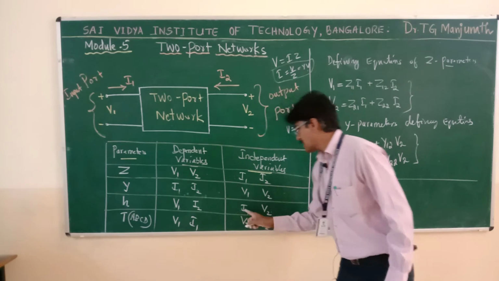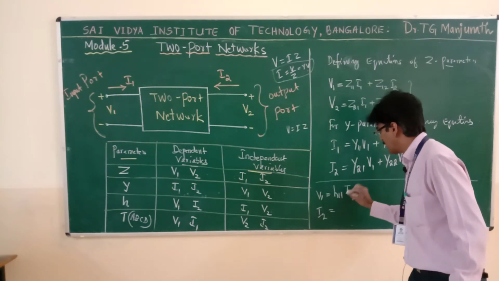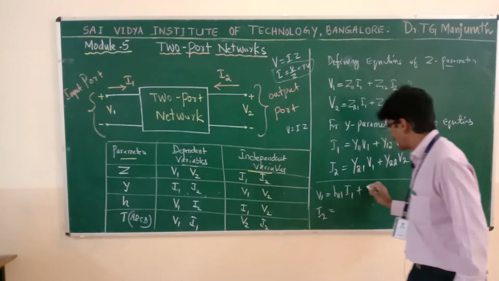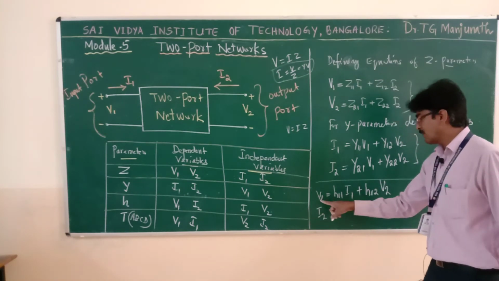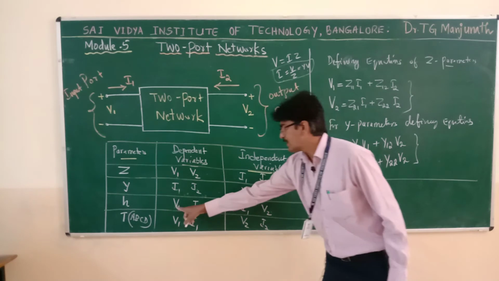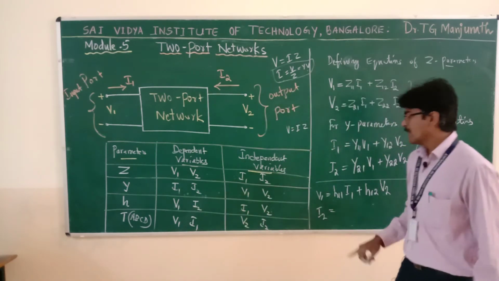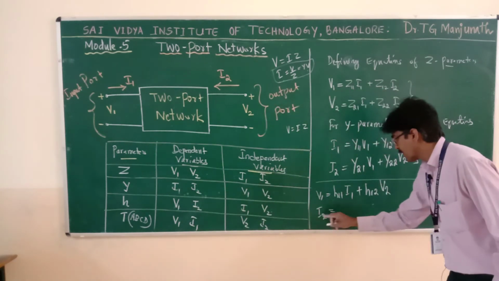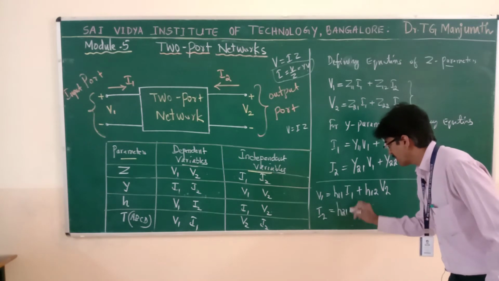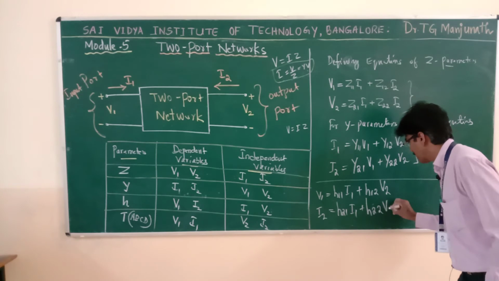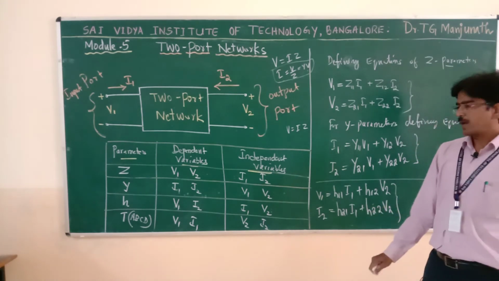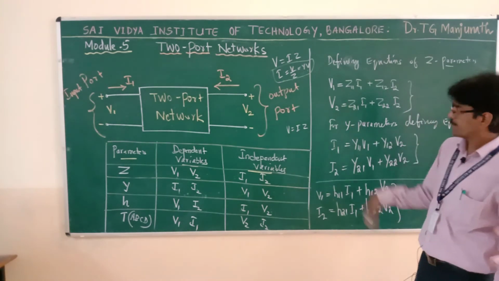So V1 is equal to what? H11 I1 plus H12 V2, because V1 is depending on I1, V2. Similarly, the I2 equation: H21 into I1, that remains the same, plus H22 V2. So this is how to write the defining equations of H parameters.